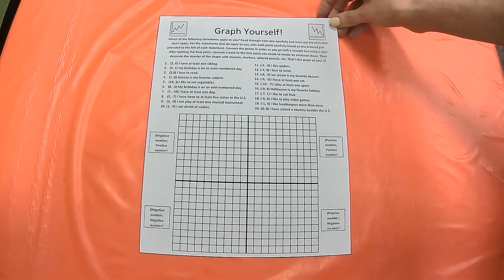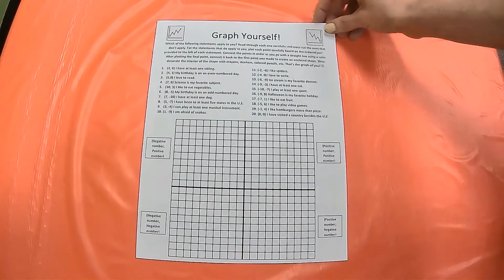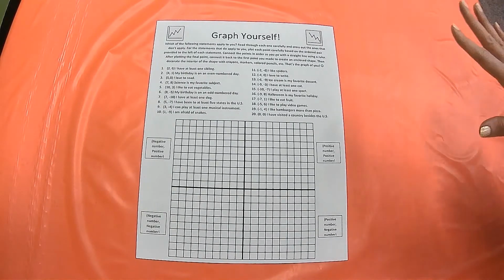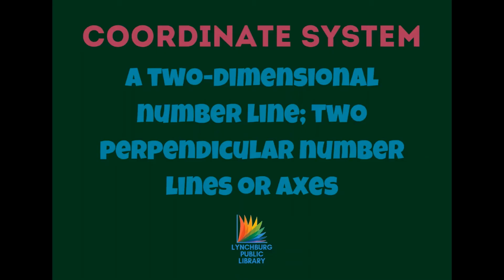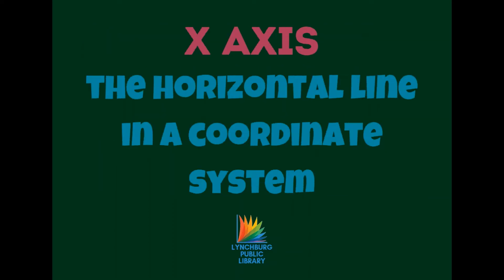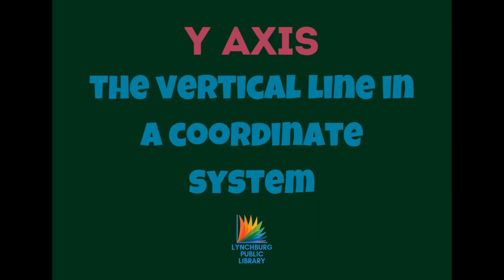All right, so let's go over some concepts that I just mentioned, as well as a few that I didn't mention, but that pertain to this activity. A coordinate system is a two-dimensional number line. For example, two perpendicular number lines or axes. The x-axis is the horizontal line in a coordinate system. The y-axis is the vertical line in a coordinate system.